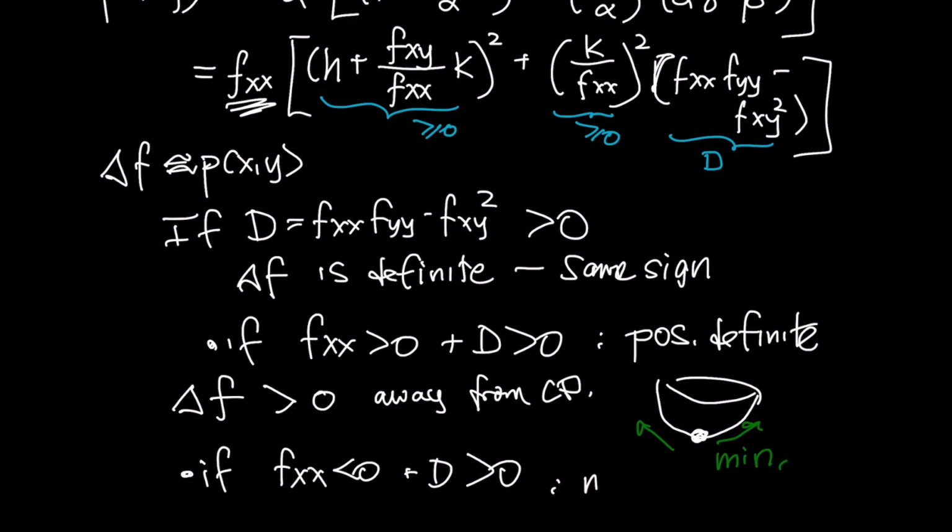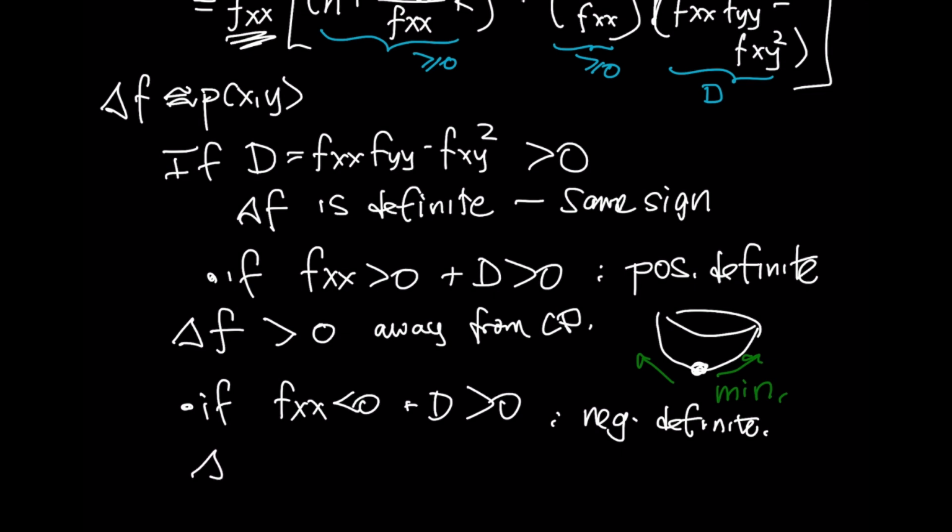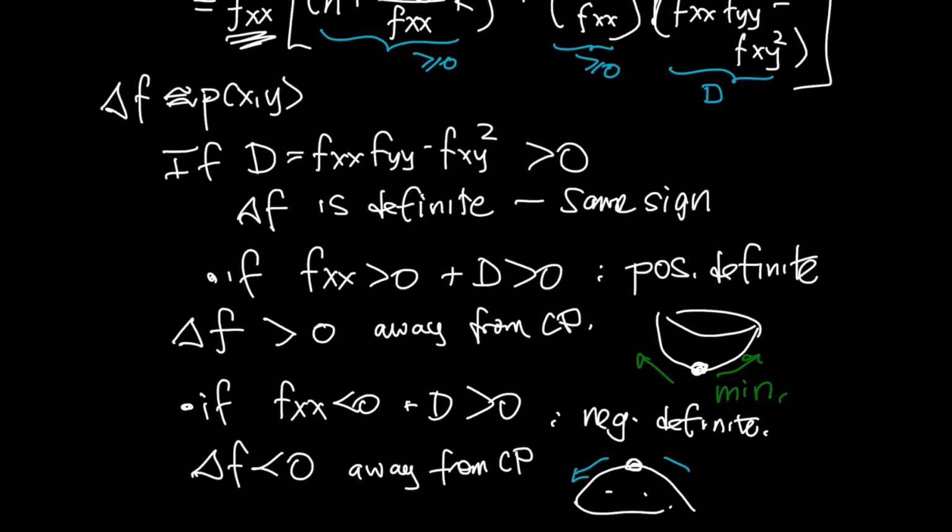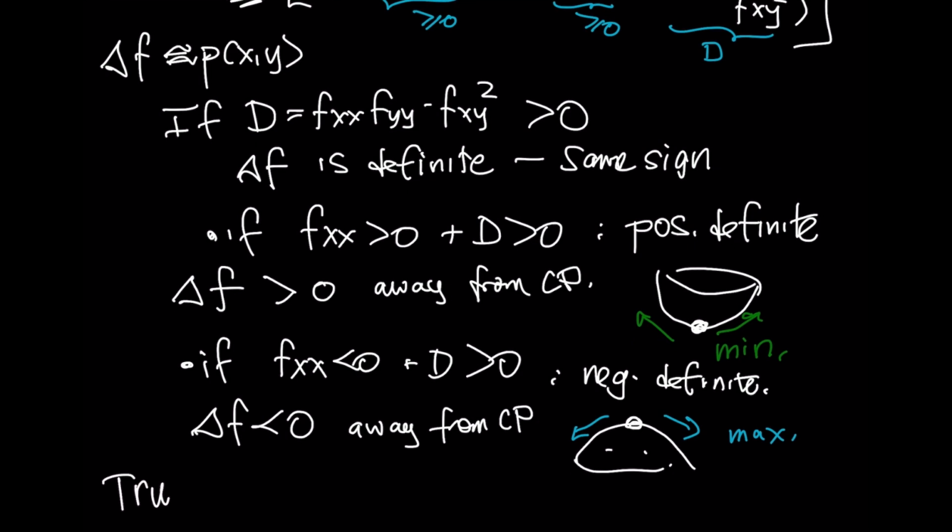If my second derivative is negative and I have a positive D, then I will have a negative definite expression. Everything in the bracket will be positive, but that second derivative term out front will be negative. The change in the value of the function as I move away from the critical point will always be negative. Regardless of where I am on this surface, as I move away, the height must decrease. So I'm going to have a maximum at that point. Now, what's really important to note here is that these expressions are true for all values of h and k. It doesn't matter which direction I go in. The sign will always be the same, and that's what makes it definite. We are sure of what is going to occur.